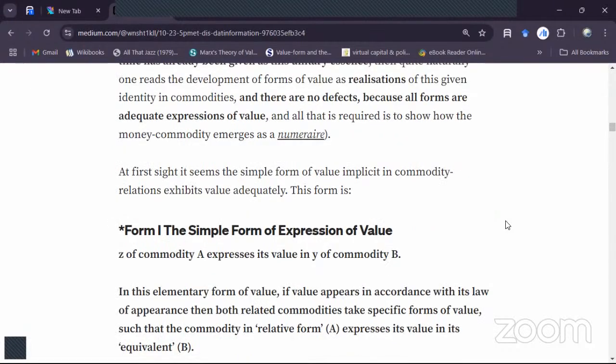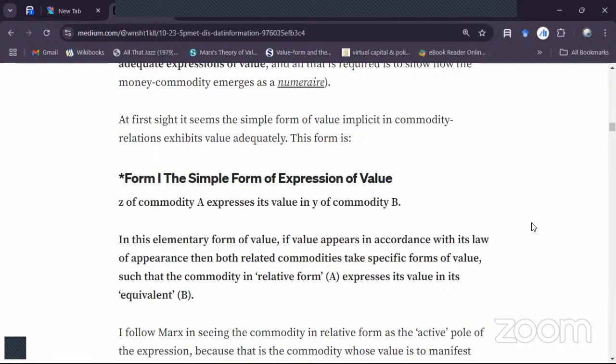At first sight, it seems the simple form of value, implicit in commodity relations, exhibits value adequately. This form is form one, the simple form of expression of value. Now, this idea of form one, note, is Z of commodity A, don't get crazy about the algebra. Z of commodity A expresses its value in Y of commodity B. In this elementary form of value, if value appears in accordance with its law of appearance, then both related commodities take specific forms of value, such as the commodity in relative form A expresses its value in its equivalent B. This argument will continue and get expanded at scale, because once it moves to multiple events, it's going to get a little more complicated.